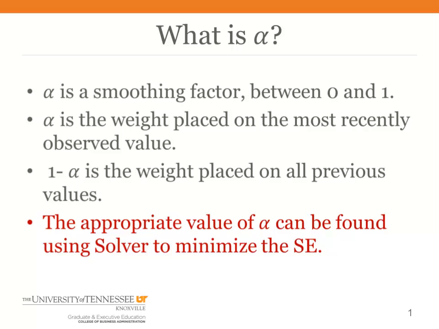So if you have a time series where the level changes very rapidly, you need a fairly large value of alpha in order to adapt as the level of the process changes. If you have a time series where the level is fairly stable, you may have a much smaller value of alpha, say an alpha of 0.1 or something. The way you determine the best value of alpha, you will use Solver to minimize the standard error, and I'm going to show you in a separate little demo how to do that.